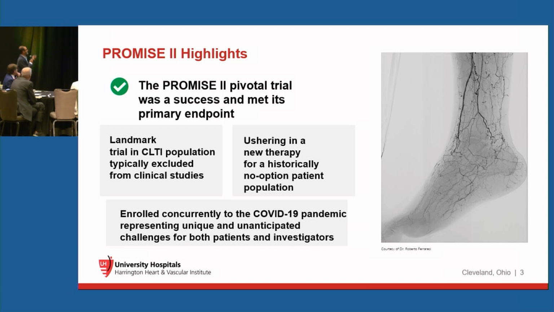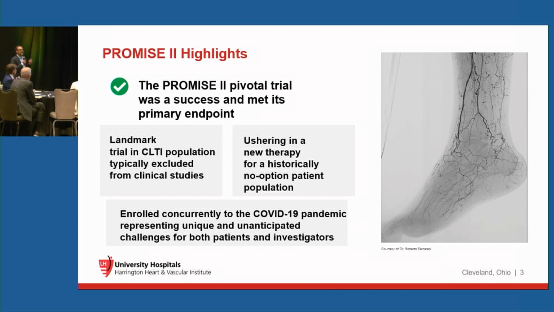We showed in Promise 2 that this obviously was a landmark study of no option patients. Let's be very clear. These are patients that are not candidates for endovascular, all the fancy stuff you've seen this morning, and or surgical bypass, either because they don't have a target to bypass to, or because they don't have a saphenous vein graft to get there. So these are no option patients.